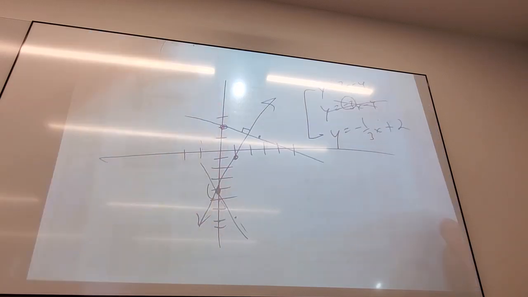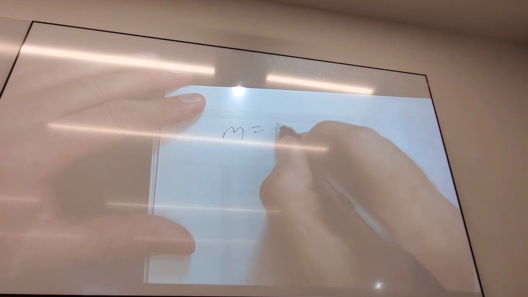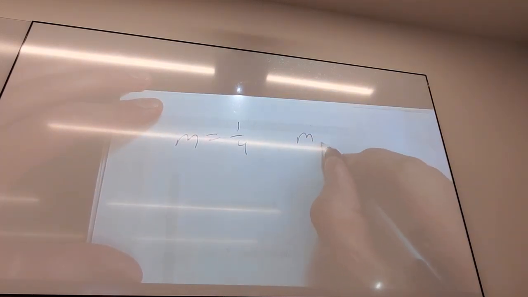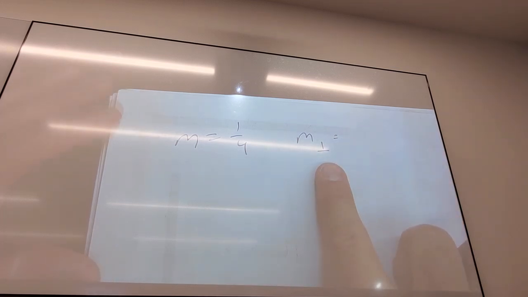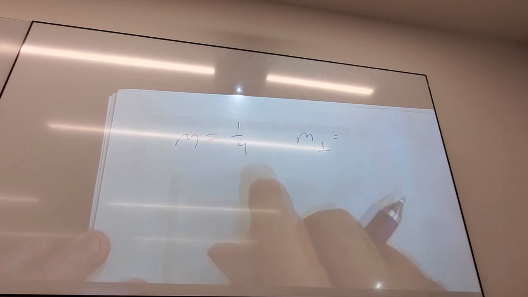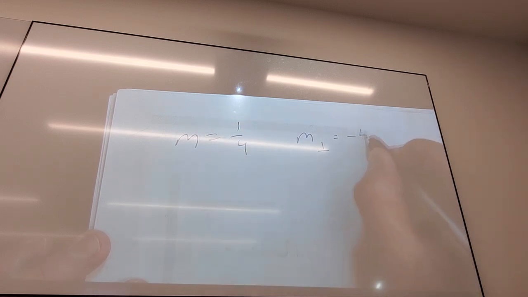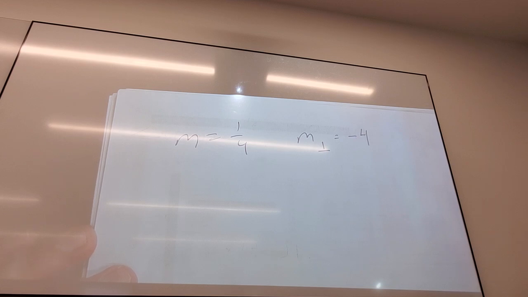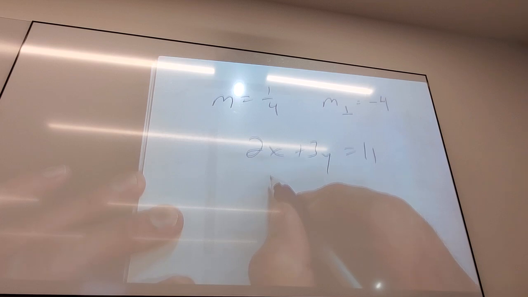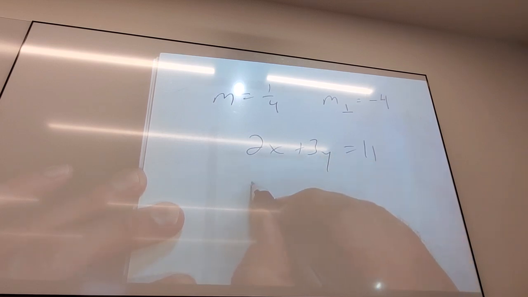So if one slope is 1/4, and here's a symbol for perpendicular, by the way, what's the perpendicular slope? You change the sign and you flip it. So you get -4. Are you guys with me? So if I ask you, are these two lines parallel or perpendicular? You could do it, Jeff.